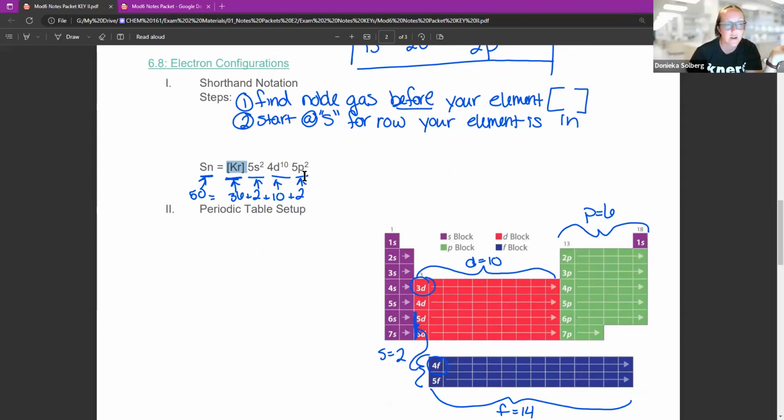One thing to point out, whenever you have an electron configuration, the very last orbital might not be full. It's only full, like P6, if it is a noble gas.